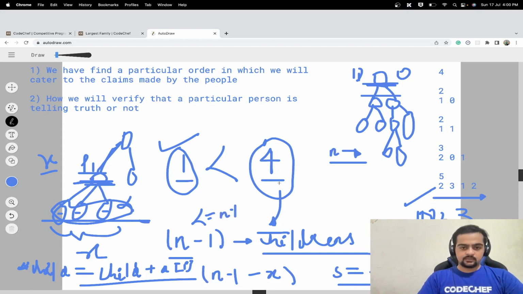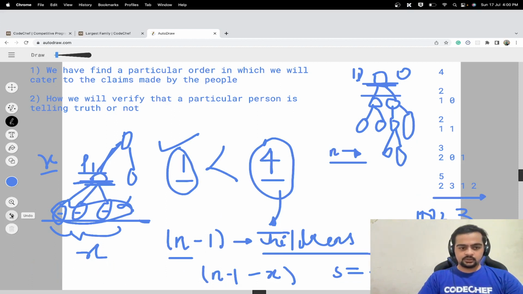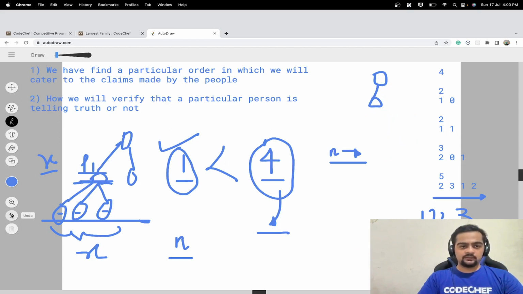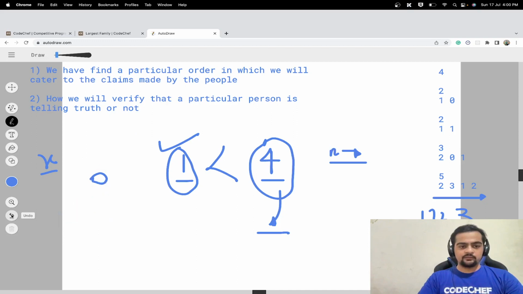So just to summarize all the points, we would do a dry run as well over here. So I'll quickly erase all of these and we will stick to the two points that we have already discussed. That is, we have to find a particular order in which we will cater to the claims made by the people, and how we will verify that a particular person is telling truth or not.